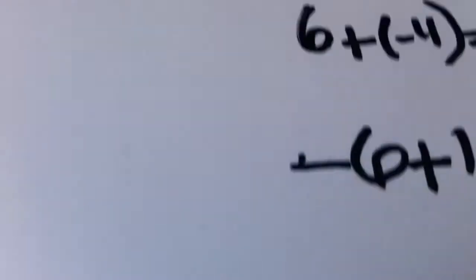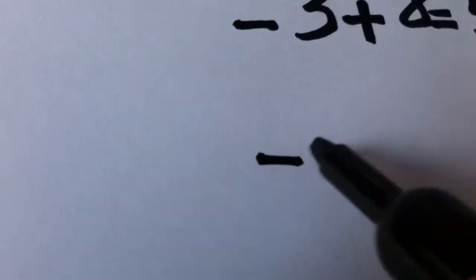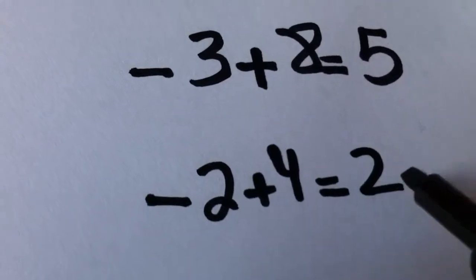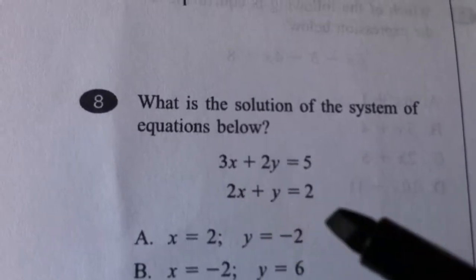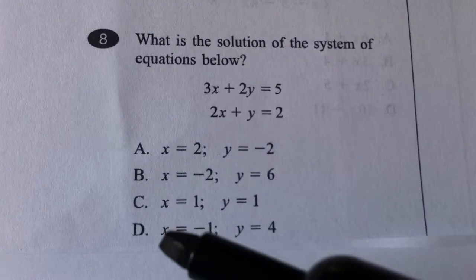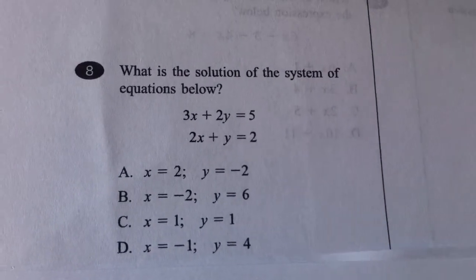So we have negative 2 plus 4, we get a 2, right? So 2 on this side will be equal to 2 on this side. So number D is the answer. It satisfies both of these equations in the system.